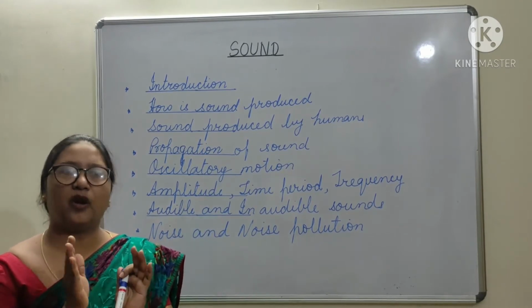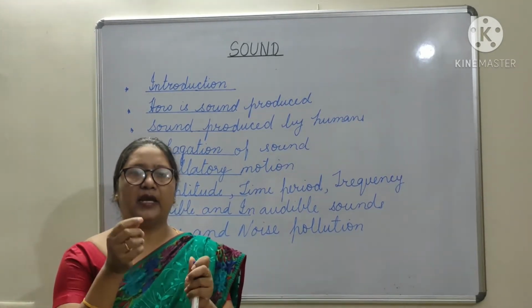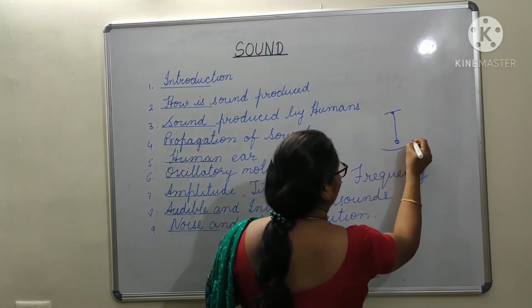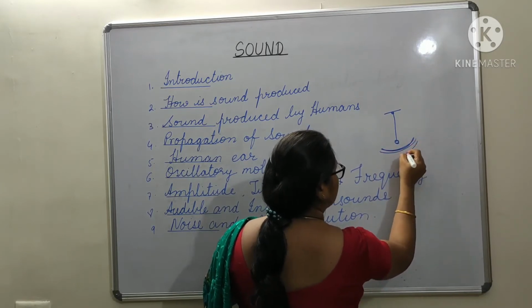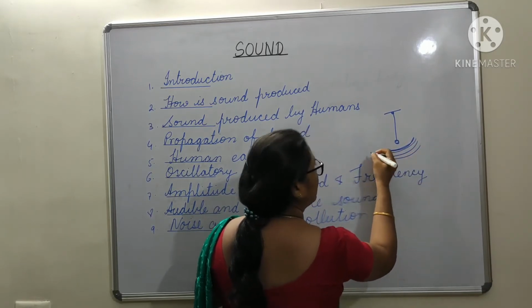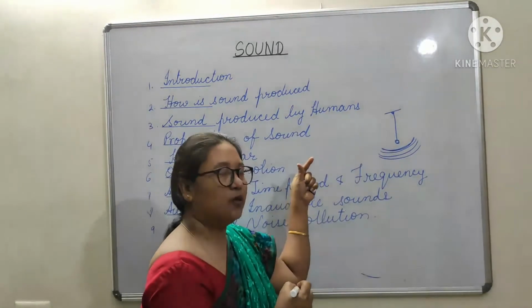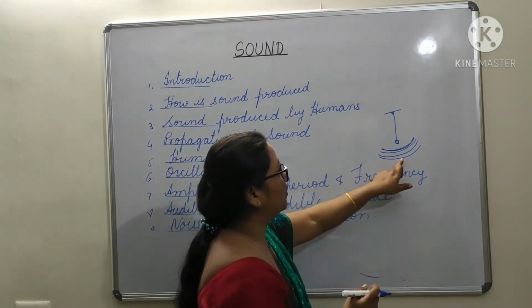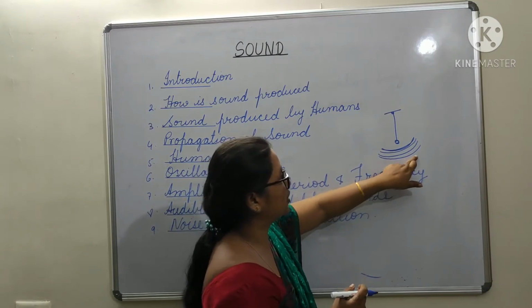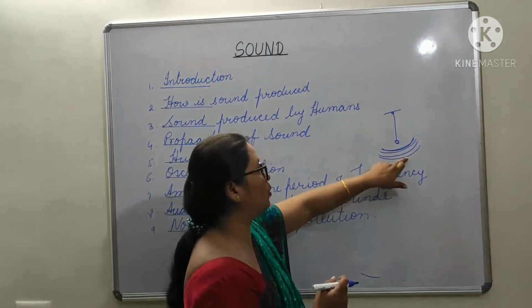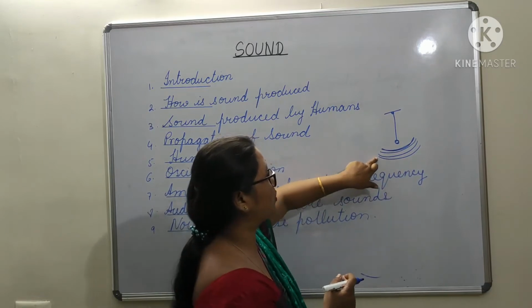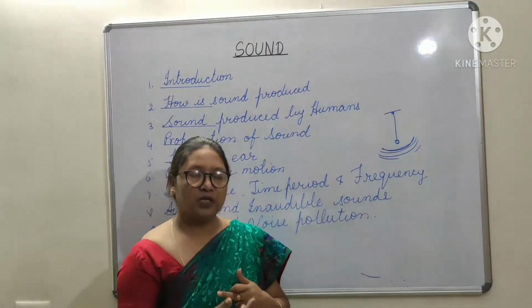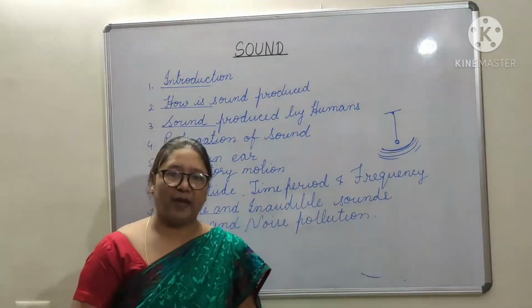So periodic means, for example, I am holding the string, this is the stone, and the stone will swing. Once it goes this side, again it will come this side. This is called to and fro or back and forth movement of an object. It means the time taken to move from its mean position to its right will be equal to the time taken from its mean position to the left. If both the times are equal, that is called periodic. So sound is produced due to vibration.